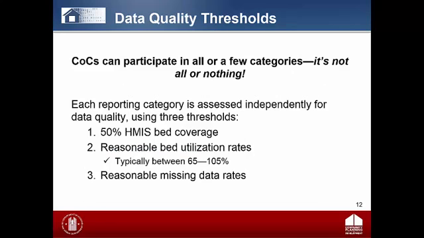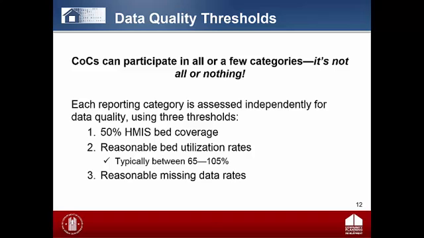If you think your community might have trouble reporting quality data for every category, it is important to remember that COCs can report in all categories or just a few. It's not all or nothing. For example, a COC can participate in the AHAR with only data on people in emergency shelters if the data on people in transitional housing and permanent supportive housing is not usable.